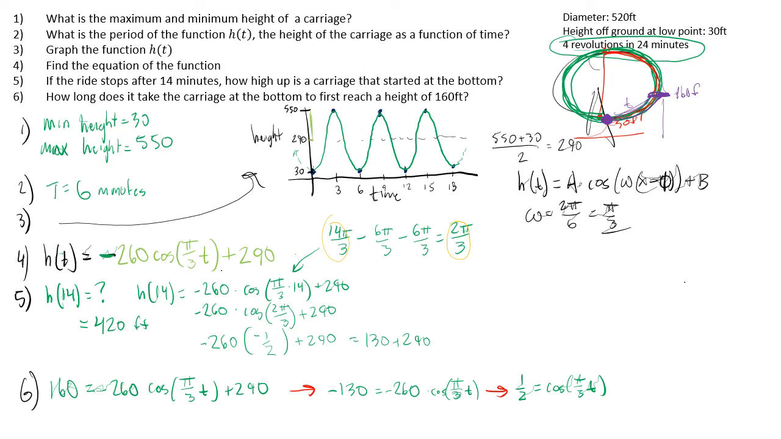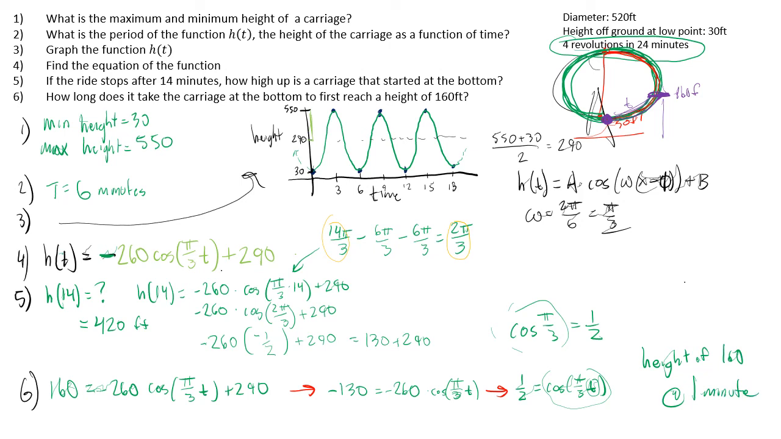And your answer to that should be that the first time on the unit circle that the cosine is 1/2 is cosine of pi over 3. So cosine of pi over 3 is equal to 1/2. And so if cosine of pi over 3 is equal to 1/2 and cosine of pi over 3 times t is equal to 1/2, the only thing t could possibly be here is 1 minute. So the answer to number 6 is a height of 160 at 1 minute.